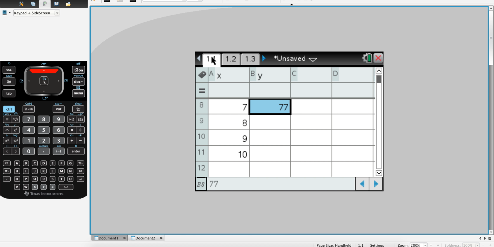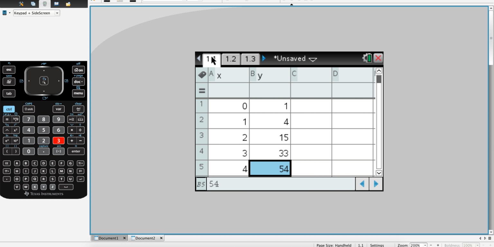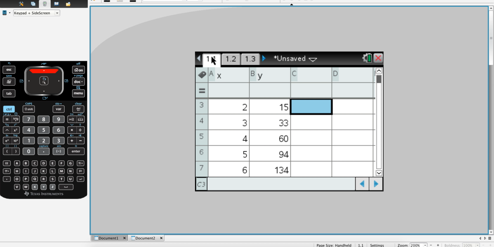And just go back to the top and enter from the start. So for the Y, I've got 1, 4, 15, 60, 94, 134, 180, 240. Okay, there we go. All right, hopefully I've entered that in correctly.